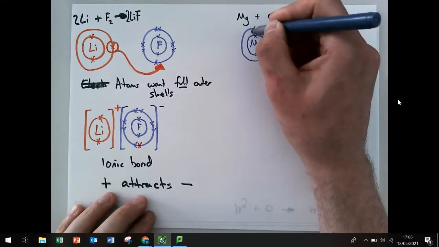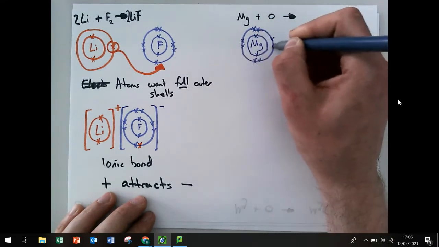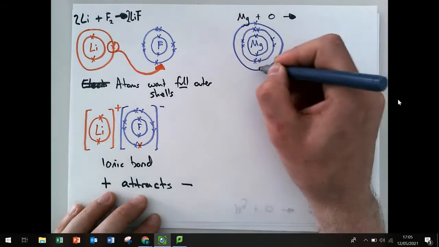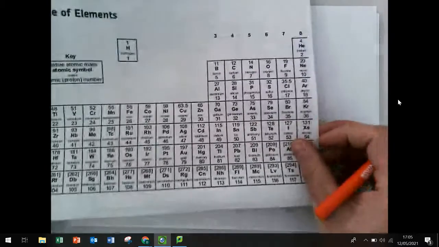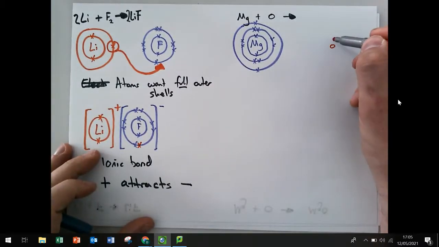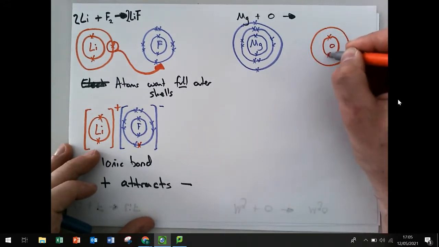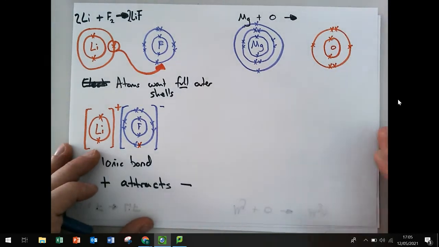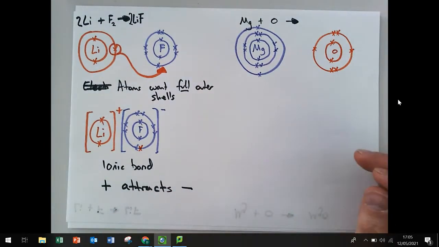1, 2, 3, 4, 5, 6, 7, 8, 9, 10, and then it's going to have a 3rd shell with 2 electrons in. Oxygen, again, we look on our periodic table, it has 8 electrons. Oxygen is going to look like this: 1, 2, 3, 4, 5, 6, 7, 8. And we need to decide what the easiest way is for both of them to have a full outer shell.